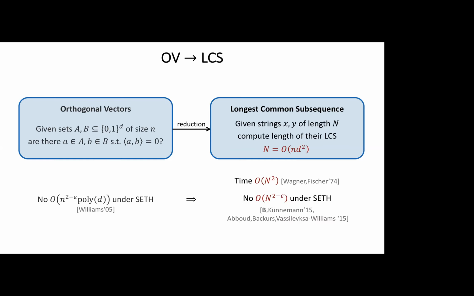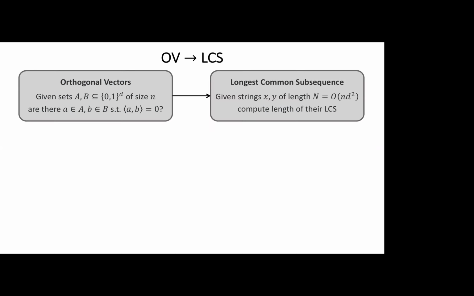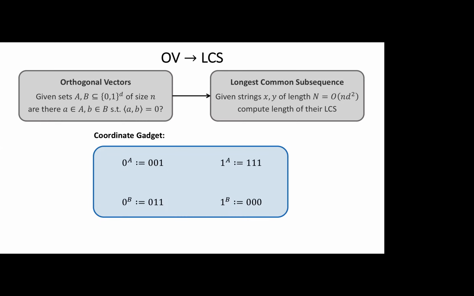Right. If I give you this kind of reduction, then again we get a matching quadratic lower bound, because if you would have a big N to the 2 minus epsilon algorithm for longest common subsequence, then what you get is a subquadratic dependence on the number of vectors times some polynomial dependence on d. So this would violate what we know about orthogonal vectors. Okay, so all I want to convince you of now is that there is a reduction that takes an instance of orthogonal vectors and creates an equivalent instance of longest common subsequence of length order n d squared. Okay, how do you do that?